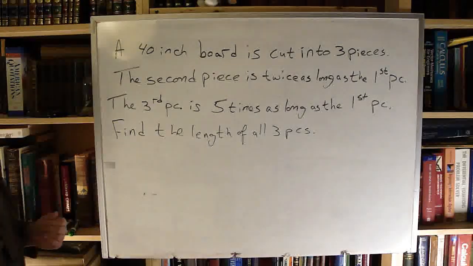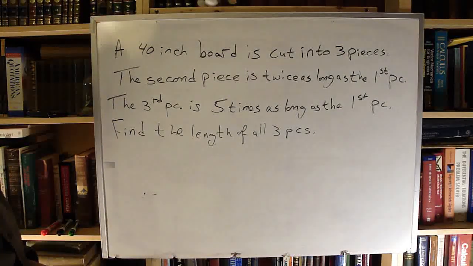A 40-inch board is cut into 3 pieces. The second piece is twice as long as the first piece. The third piece is 5 times as long as the first piece. Find the length of all 3 pieces.